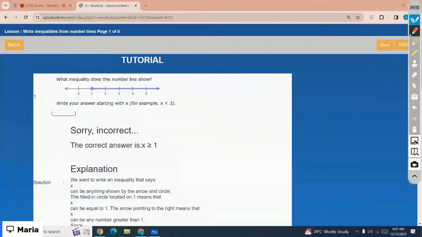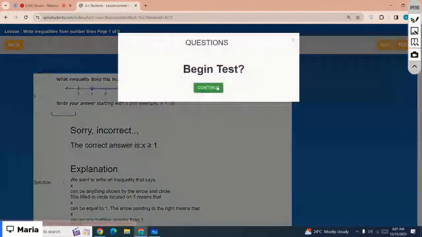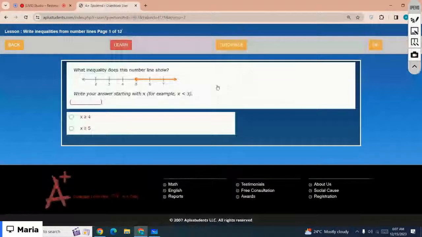Two things you have to see when you are writing inequalities from the number line. You have to see if the circle is filled in or open, and if the arrow is on the right hand side or left hand side, right? Okay, which inequality does the number line show? Which is the correct option?